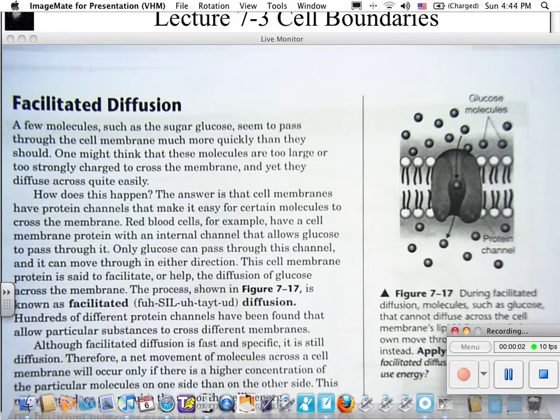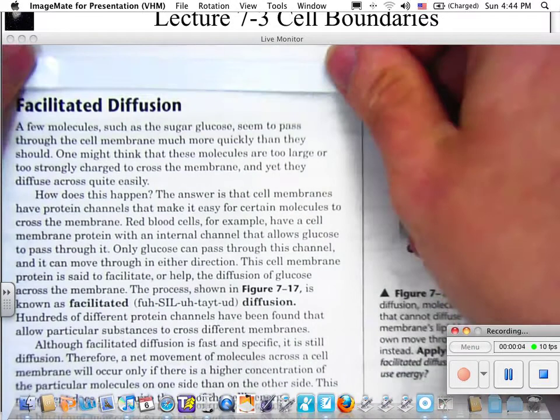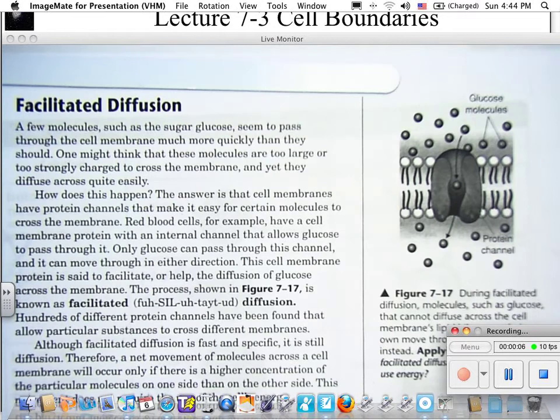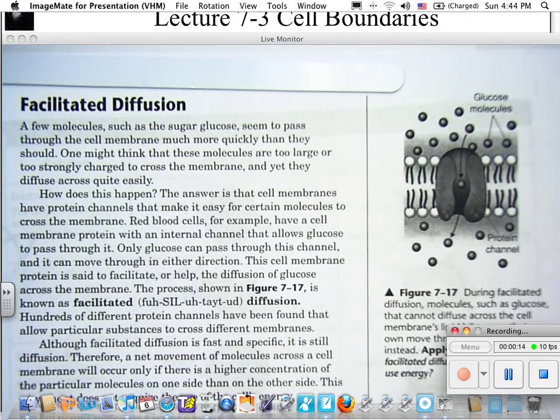Alright, continuing on. Facilitated diffusion. So we've learned about diffusion, plain old general. We've learned about osmosis, which is the diffusion of water across a semi-permeable membrane. And now we're going to talk about facilitated diffusion.